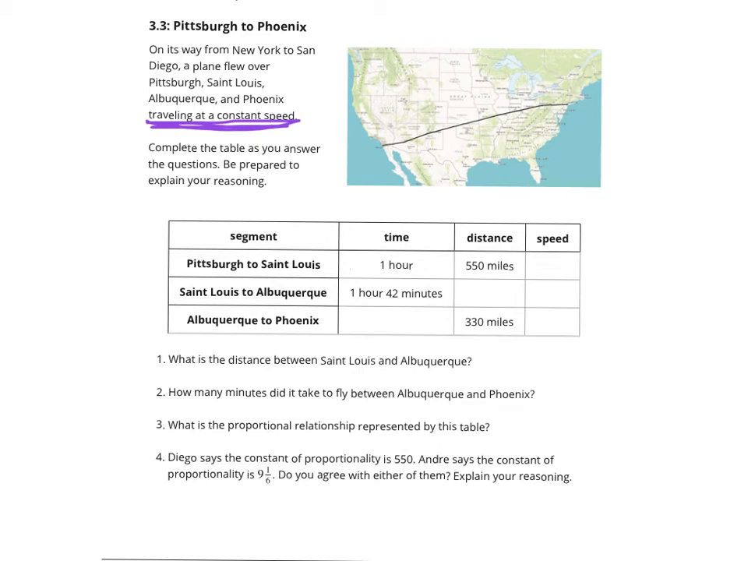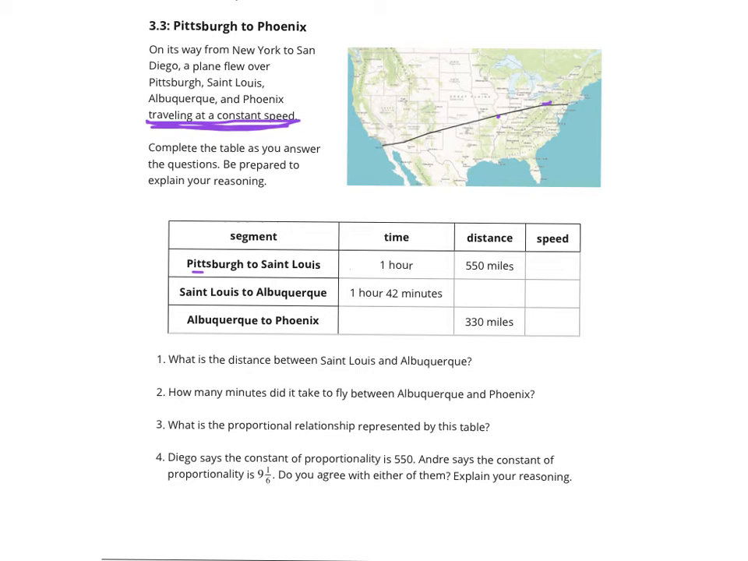So the first question says, going from Pittsburgh to St. Louis, so that's about here to about here. It takes 1 hour to go 550 miles. When we talk about speed, we're talking about miles per hour. And in 1 hour, I'm going 550 miles. That means that my speed is 550 miles per hour. So right away, I know what that is in the chart.